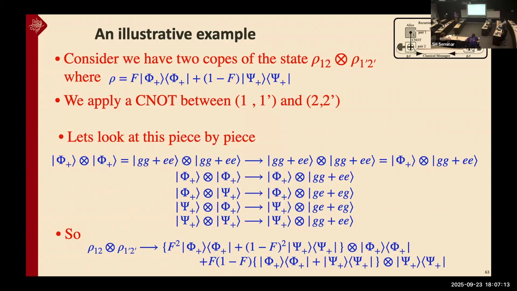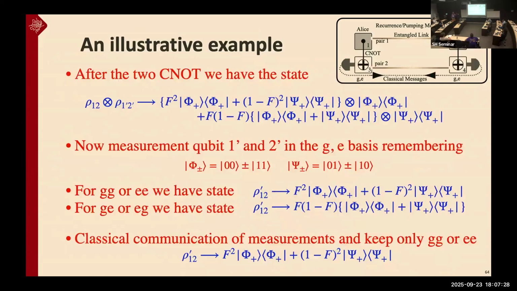And what happens is that when you do this, you end up with this particular state at the bottom, okay? Then I say we measure qubit 1 and 2. If we measure G, G, or E, E, we have the state F squared times the state we wanted plus this. If it was G, E, or E, G, we have F times 1 minus F with an equal mixture of both of these. So one thing is, and this is an important point for you, entanglement distribution is probabilistic. Swapping, in principle, can be deterministic. Purification, probabilistic.